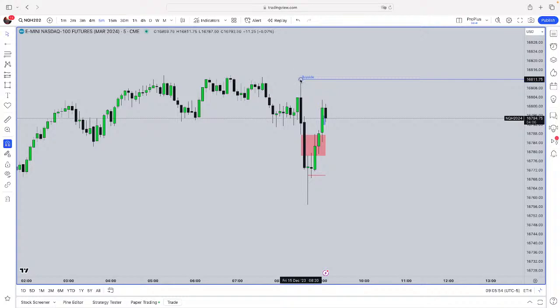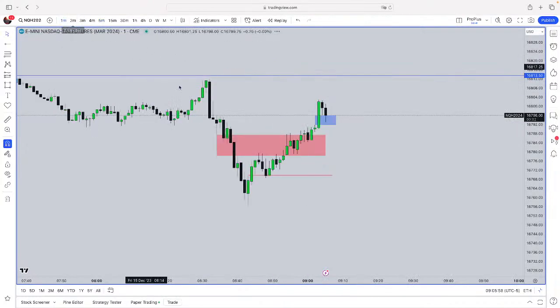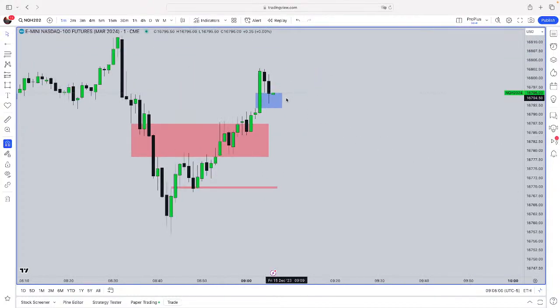So these equal highs here. I like how it's respected the consequent encroachment so far.